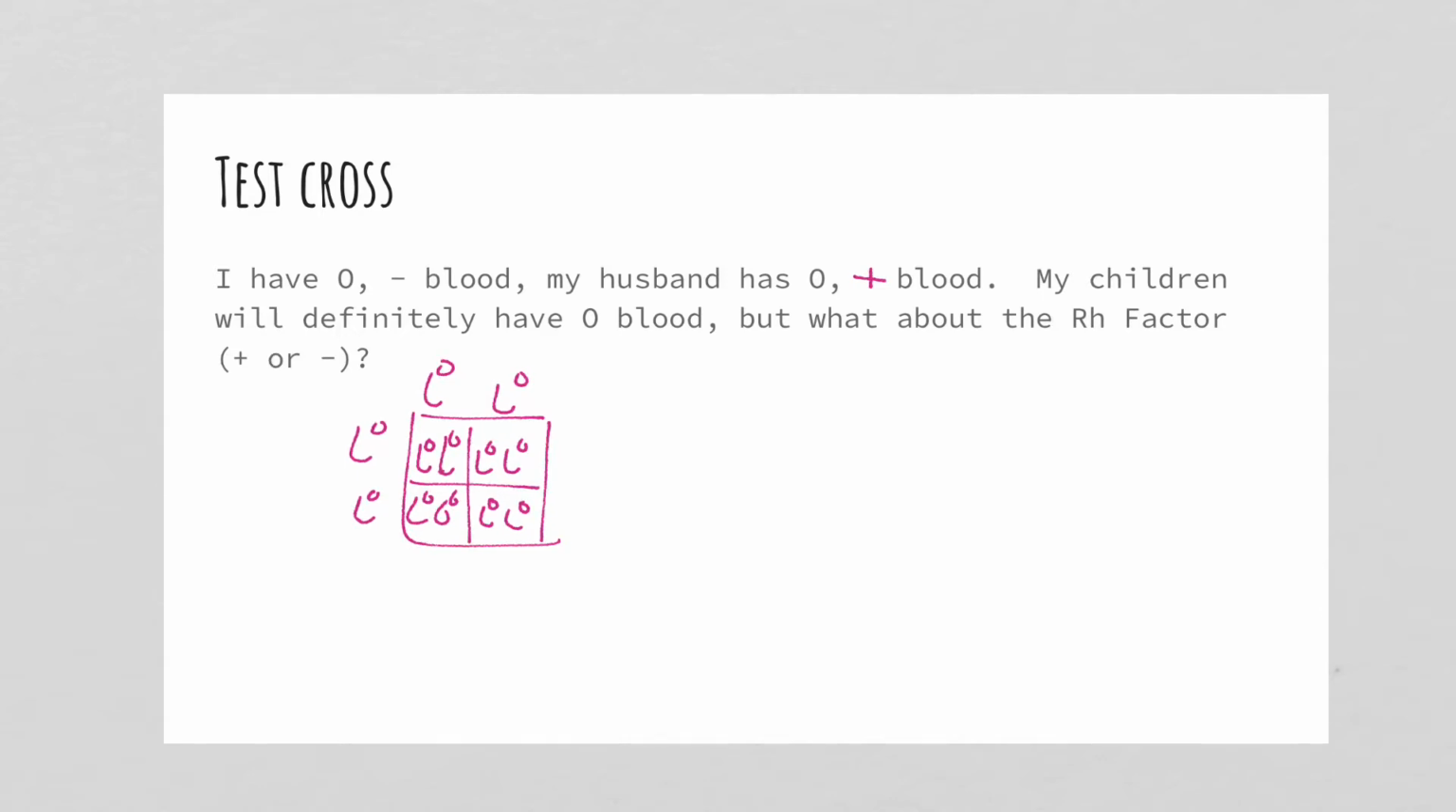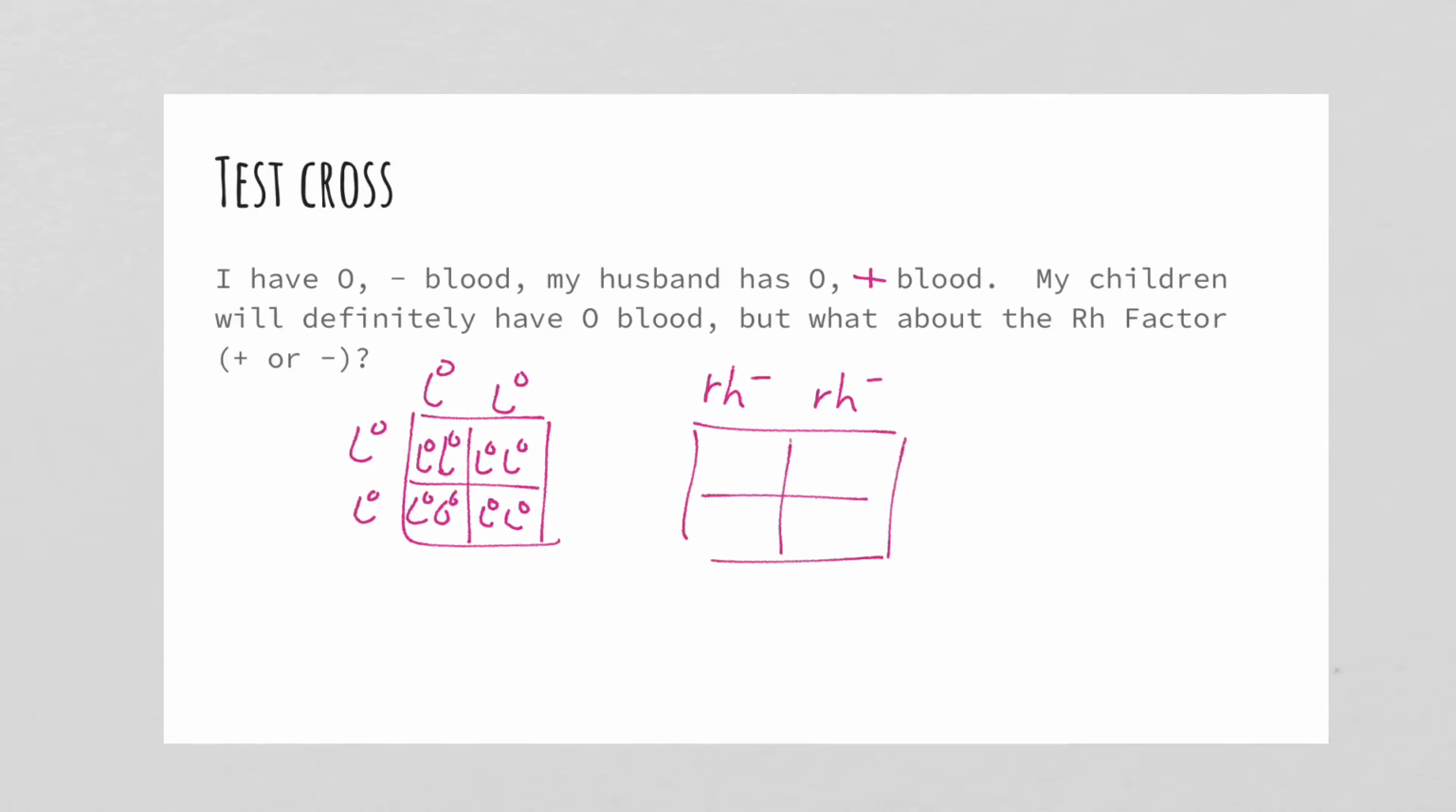But what about the Rh factor? The Rh factor is a different gene. When you hear someone say O positive, O negative, or A positive, A negative, the two things you're talking about are two different traits, two different genes. It's like saying that someone has blue eyes and brown hair. You can have blue eyes and blonde hair, blue eyes and brown hair, blue eyes and black hair. You're dealing with two different traits, so it's two different genes. So the Rh factor: negative is recessive, but positive is not.